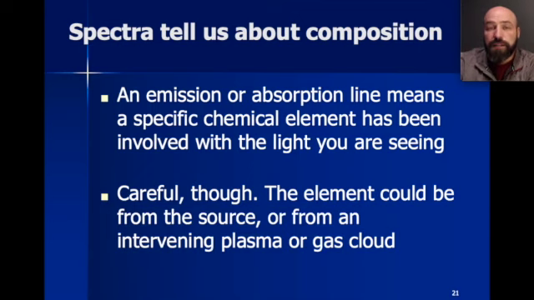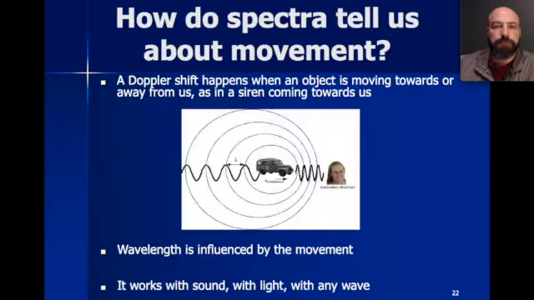Now, we already talked about composition based on what the chemical signature is. The emission or absorption lines that we see will tell us what chemicals are involved. So the one thing I have to be aware of is, is it coming from the source, or is it passing through a cloud and we're getting some of those things from the chemicals from that cloud of gas or whatever, or atmosphere maybe. How do they tell us about movement?